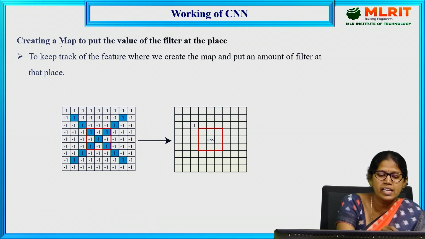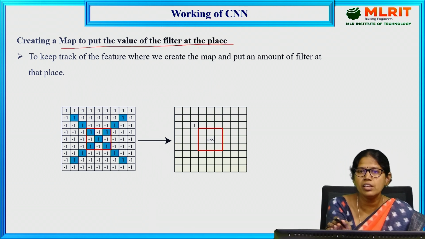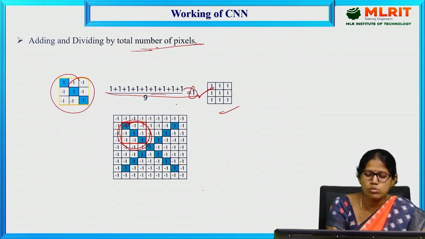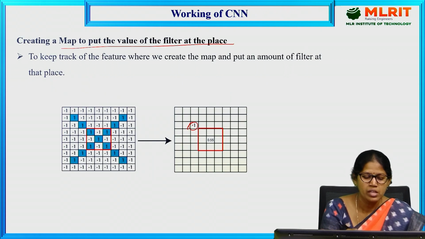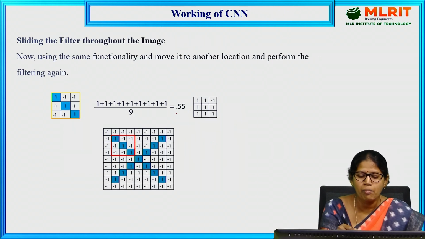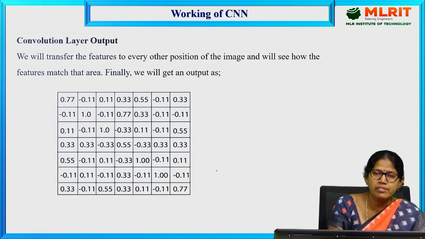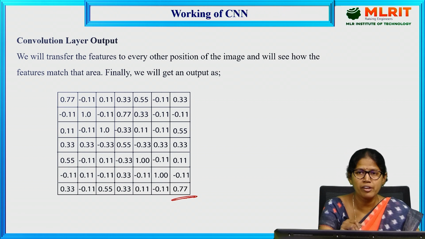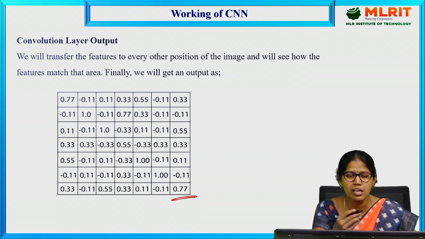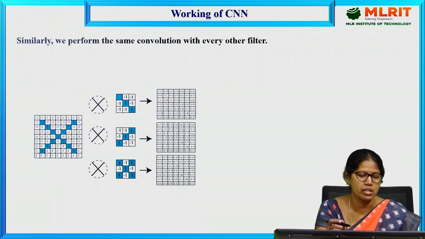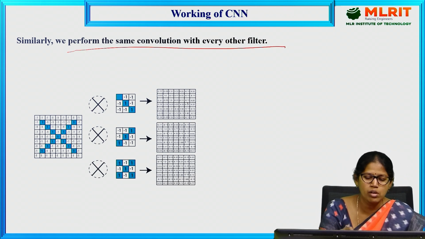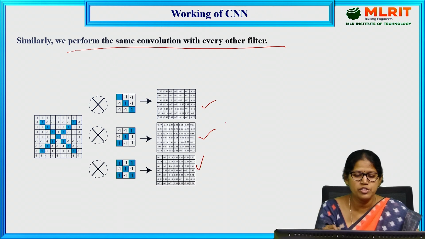Okay, so we create a map, putting the value of the filter at the place of that region. Here we will get the 1, so we'll place the 1 value there. In the next one, we'll get the 0.55 after multiplying and adding. So after the convolution layer, the output will look like this, after sliding over the entire image with the filter or kernel. Similarly, we perform the same convolution with every filter. So after this, we'll get the feature maps like this.